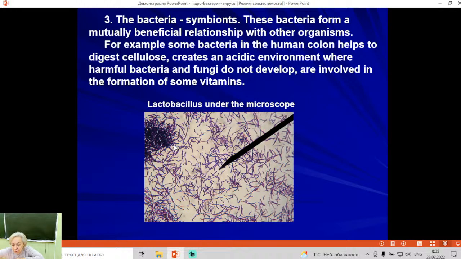On this slide, you see lactobacillus under the microscope. It's bacteria symbionts in our colon.